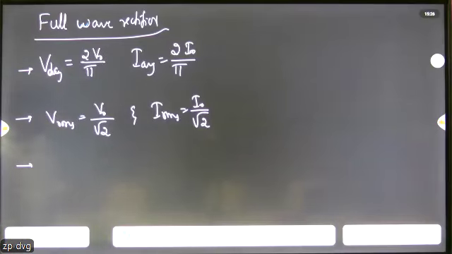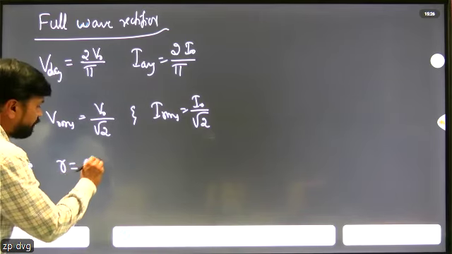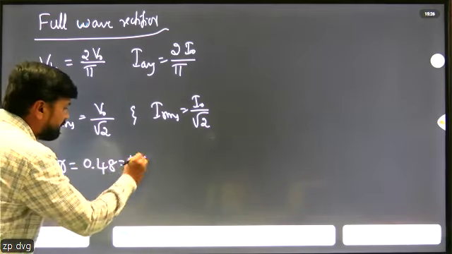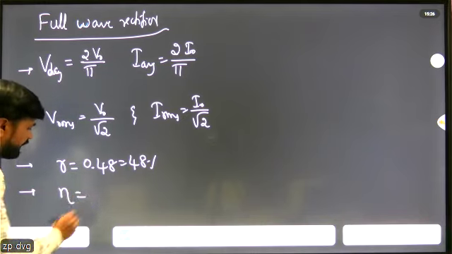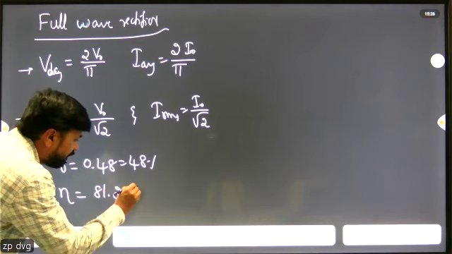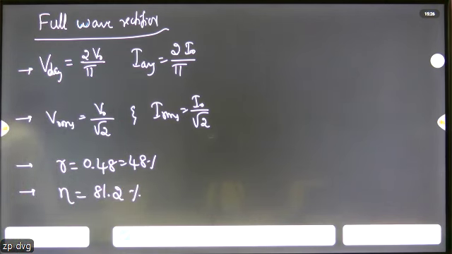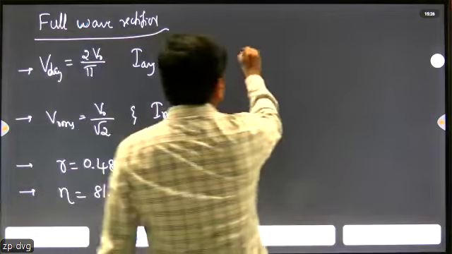And third one, ripple factor R, what is the value? 0.48 or 48%. Ripple factor for half-wave rectifier 1.21 and full wave rectifier is what? 0.48 or 48%. And efficiency of full wave rectifier, eta is equal to 81.2%. Efficiency of full wave rectifier is nothing but what? 81.2%.